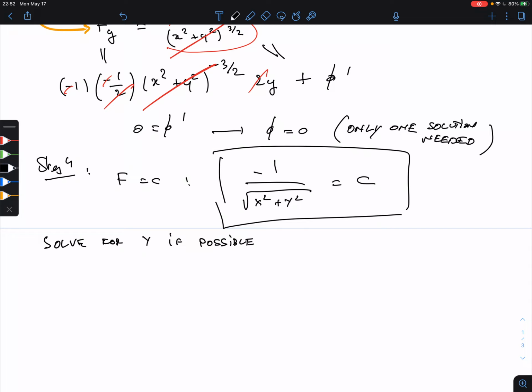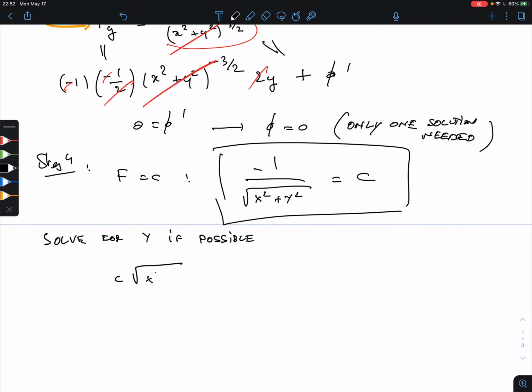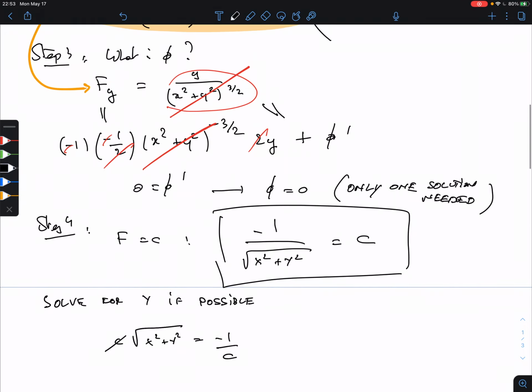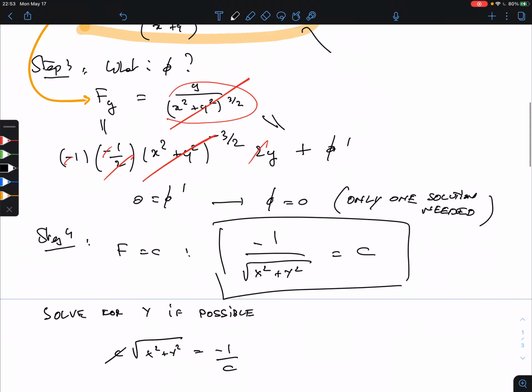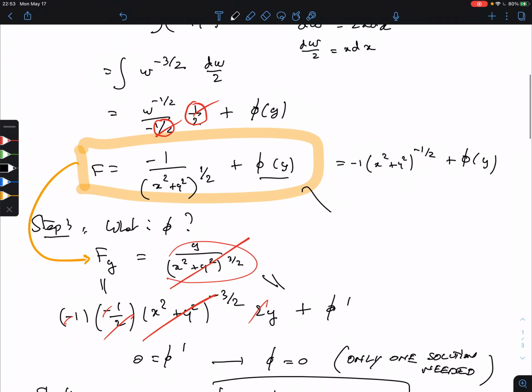For one thing, this is a kind of weird way of writing this. Let's bring the radical out. So here we would have c times the square root of x squared plus y squared equals -1, and so perhaps we would bring the c to this side. Okay. Oh, okay, sorry. No, where's my negative? I had a negative, right?